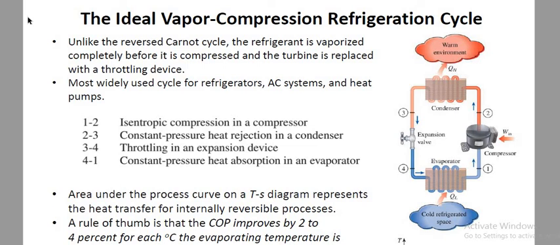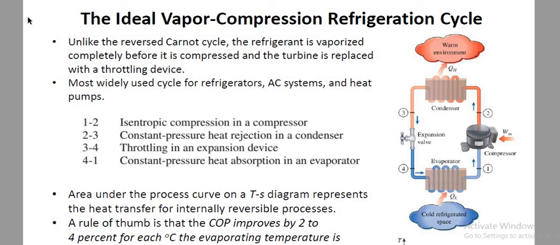Okay, since we know that the Carnot cycle is the most efficient cycle operating between two different temperatures. However, it has two major drawbacks. Number one, the compression process involves a liquid vapor mixture, which requires a compressor that will handle two phases, and this is not feasible at all. Number two, it involves expansion of high moisture content refrigerant in the turbine.